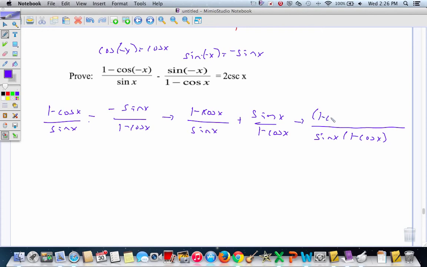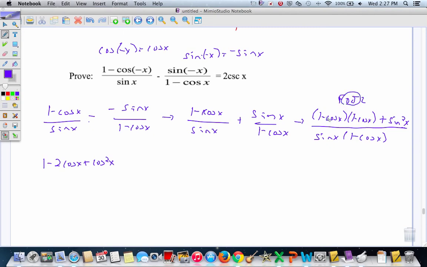My common denominator is sine times 1 minus cosine, which means the 1 minus cosine that's already up here has to be multiplied by the 1 minus cosine that it's missing in the denominator, and the sine that's up here has to be multiplied by the sine that's missing to get sine squared. So I'm going to go ahead and FOIL my numerator, 1 minus cosine times 1 minus cosine. Again, there's a shortcut version of that. 1 minus 2 cosine plus cosine squared.